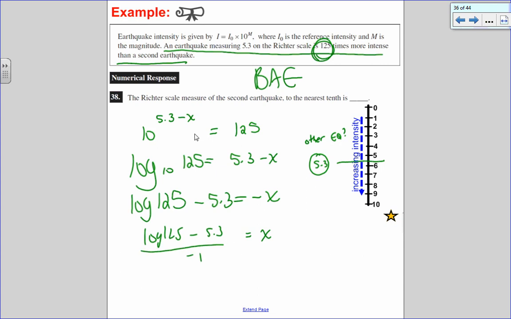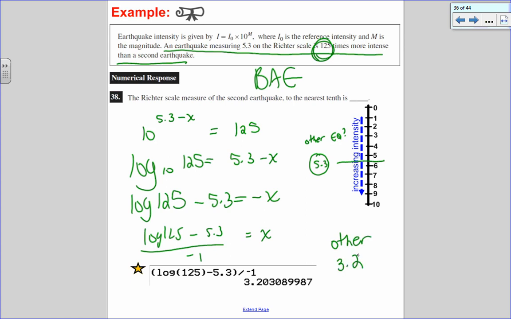So I can put that into my calculator, and I should expect to see a number less than 5.3. And you can see I get a number of 3.2. So that means that the other earthquake had 3.2 on the Richter scale.